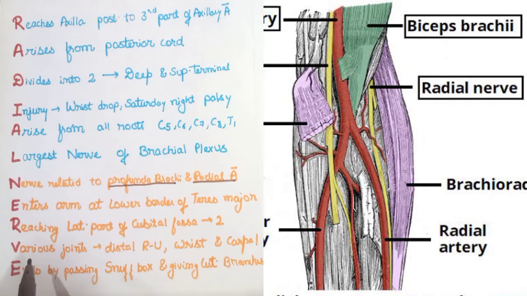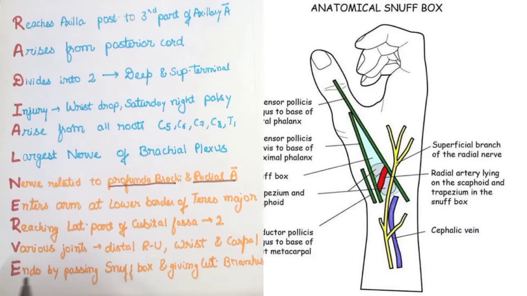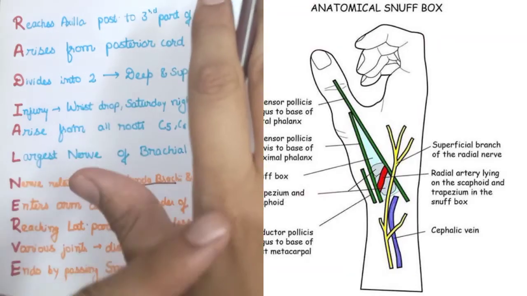Now various joints are supplied by this nerve. That's the distal radial nerve. The letter V stands for various joints. We have the wrist joint and the carpal joints that are supplied by the radial nerve. Now the E stands for the nerve ends by passing through the anatomical snuffbox and giving cutaneous branches that supply the dorsum of the hand.